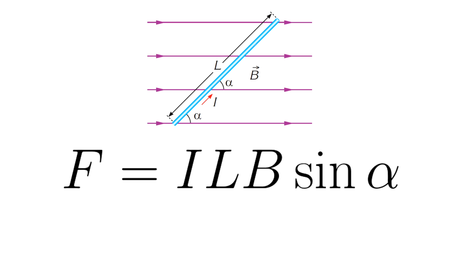So finally, here comes the equation. The current carrying conductor will experience a magnetic force from a magnetic field, and this force is described by this equation. Force is equal to current multiplied by the length of the rod inside the magnetic field, the magnitude of the magnetic field, and the sine of the angle alpha, the angle between the conductor and the magnetic field: F = I L B sin alpha.